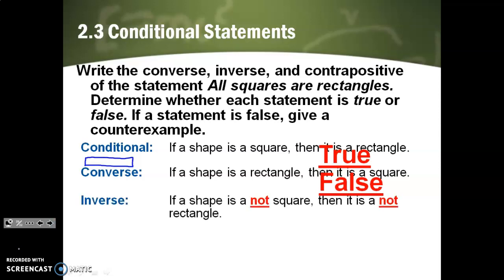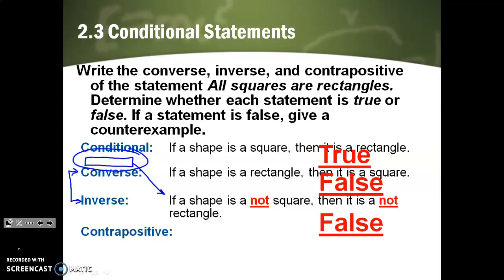Inverse, if the shape is not a square, then it's not a rectangle. And you'll find out that these two go together a lot, because again, I could use the exact same rectangle to prove that one too. That's a shape that's not a square, but then it's not a rectangle. Well, that would be false because it is a rectangle. So just because it's not a square doesn't mean it can't be a rectangle still. So that's false.